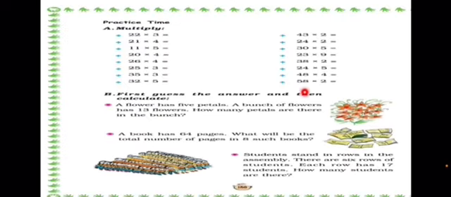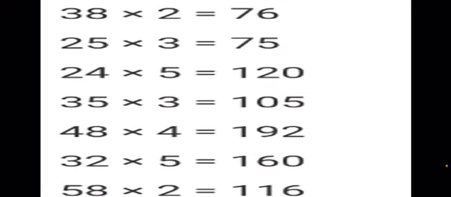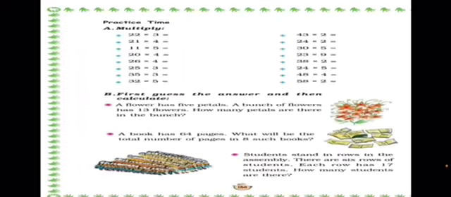Now 58 multiplied by 2. So 58 is 50 plus 8. So 50 into 2 is 100 and 8 2s are 16. So 116 is the answer. So this is how we have done all the calculation mentally. So the partition method has made the calculation simple. Now first guess the answer and then calculate.